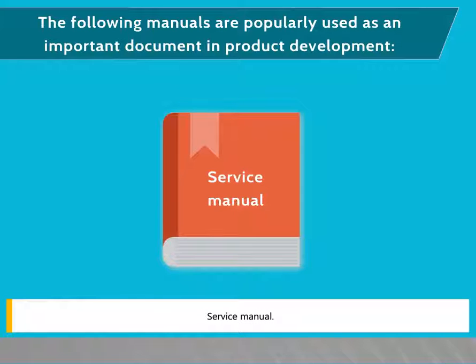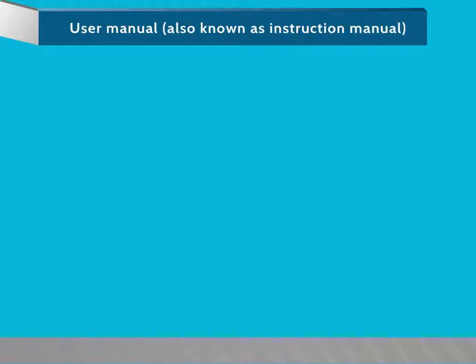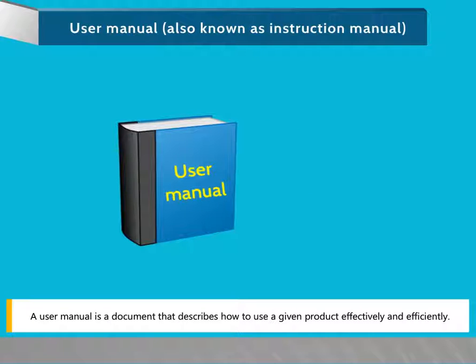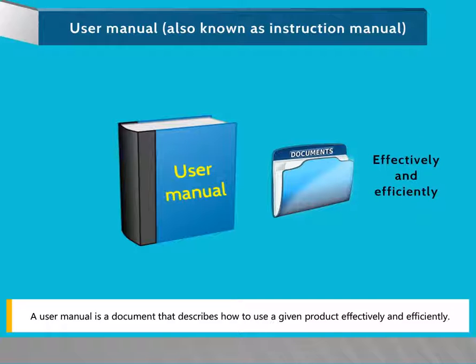Service manual. User manual, that is also known as instruction manual. A user manual is a document that describes how to use a given product effectively and efficiently.